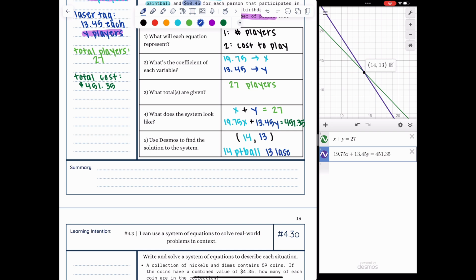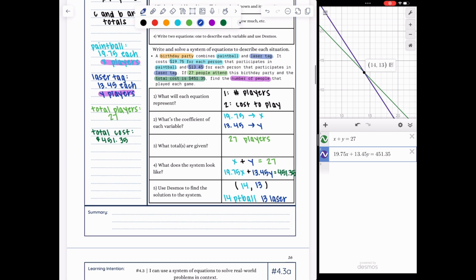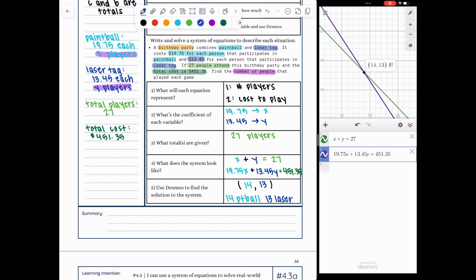We really, other than writing the system, aren't doing a whole lot of algebra here. You're not really calculating or computing. The idea here is that you write the system using the information you're given, and then you plug the system into Desmos, and it will give you the solution.